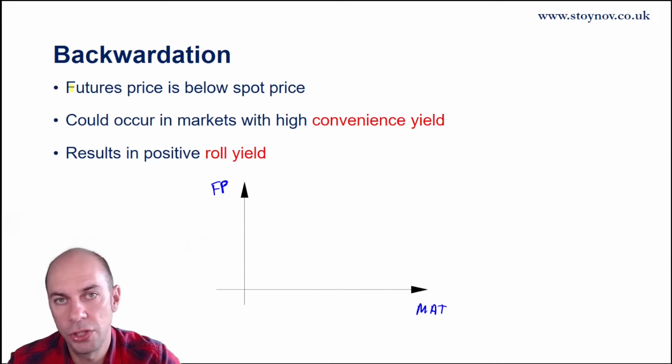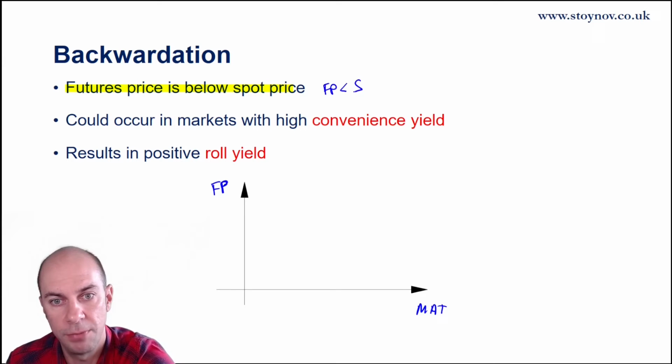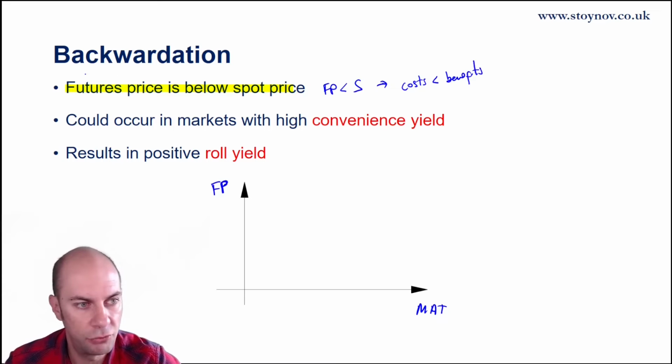Let's reverse the logic now and talk about backwardation. So in this case, the futures price is below the spot price. Ask yourself, why should this be happening? Again, cost of carry model. Costs are less than benefits. So another way of saying this is benefits are greater than costs. This would occur in markets where we've got high benefits of carrying. Of course, we're talking about commodities.